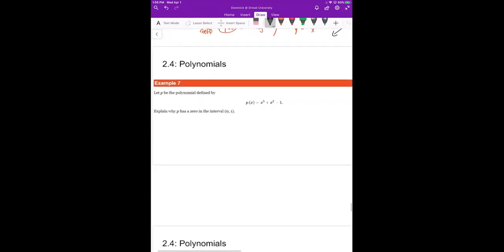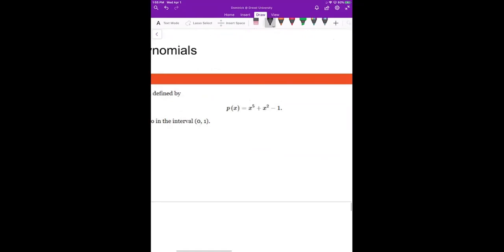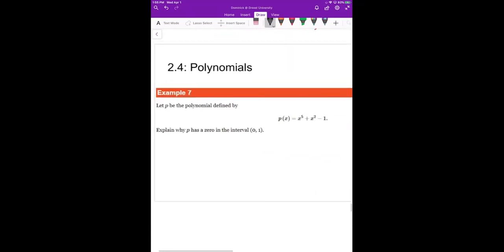Next example. So we want to look at the polynomial x to the 5th plus x squared minus 1. And we want to explain why p has a 0 in the interval 0 to 1. Okay. Now the idea here is look at p of 0. If you plug in 0, you get 0 to the 5th plus 0 squared minus 1. So we get a -1. If we look at p of 1, we get 1 to the 5th plus 1 squared minus 1, which is positive 1.